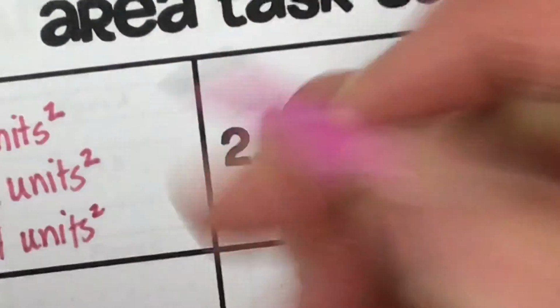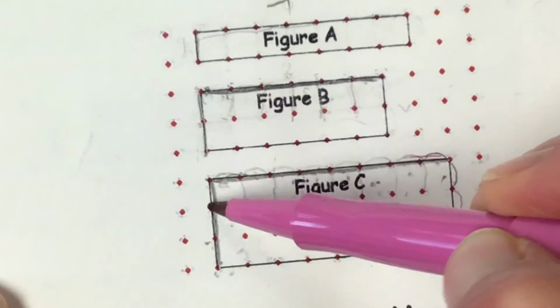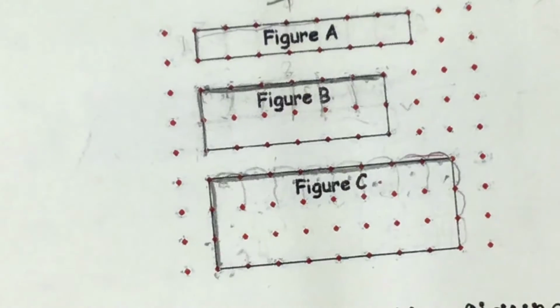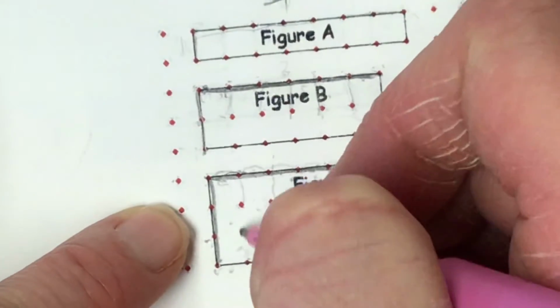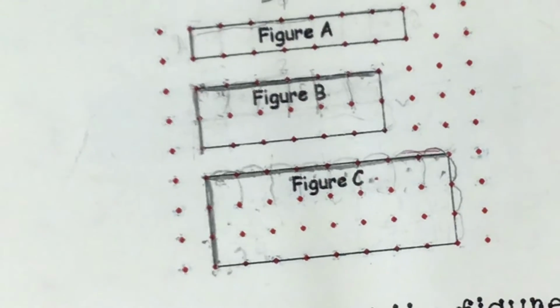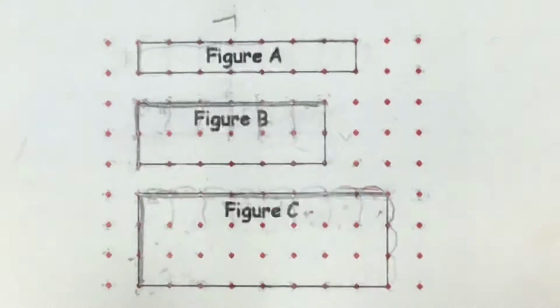Units squared. Now what you need to be careful of is if you count the dots, there's 1, 2, 3, 4 dots. The dots do not represent a whole unit. It's the square that they make that represents the unit. So be careful of that. It has to be the whole square. There will be a task card number 2 that looks very similar to task card number 1. Now we're going to skip ahead to task card number 6.